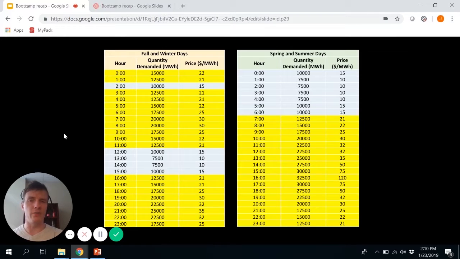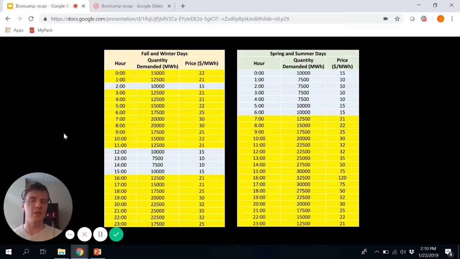Well, anytime we see that the price is greater than $20, we're going to assume that the plant is on. And for every hour, you can see where that is the case here. We've highlighted it yellow. And for every hour in which the price is less than $20, we're going to assume that the plant is going to be off. In every case here, we've left those lines unhighlighted. So this gives you a sense for during which periods of the day and how often during these two types of days, fall and winter days and spring and summer days, this plant would be active.